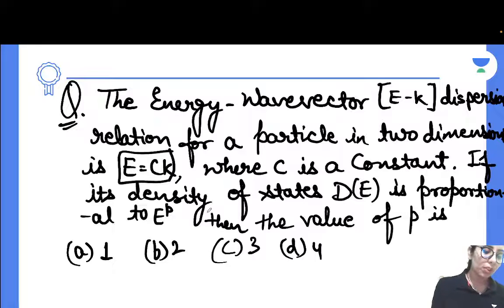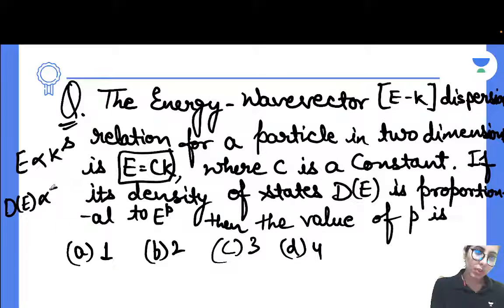Okay guys, so let me just tell you, there is a trick to solve such type of questions. Whenever you know how the E depends on k, like E is proportional to k to the power s, in that case, your density of states g(E) will be proportional to E to the power d by s minus 1.